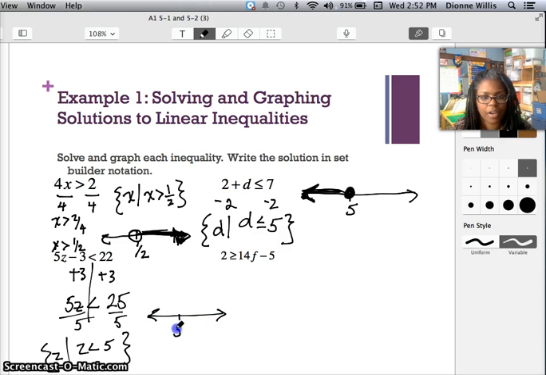A 5 here. What kind of a circle should we have here? If you said open, you're awesome. So open, and we're going to shade it down this way because it's less than. And finally over here, draw a line down the center.